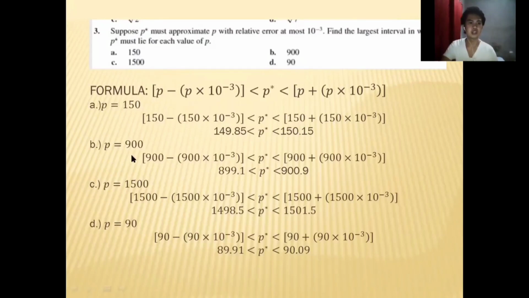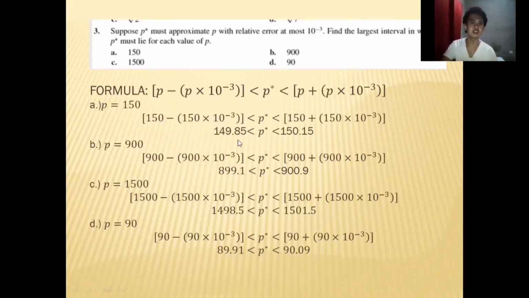And in letter B, p equals 900. So 900 minus 900 times 10 raised to negative 3, using a calculator, we get 899.1. And 900 plus 900 times 10 raised to negative 3, we get 900.9. And letter C, p equals 1,500. So 1,500 minus 1,500 times 10 raised to negative 3, using a calculator, we get 1498.5. And 1,500 plus 1,500 times 10 raised to negative 3, we get 1501.5.